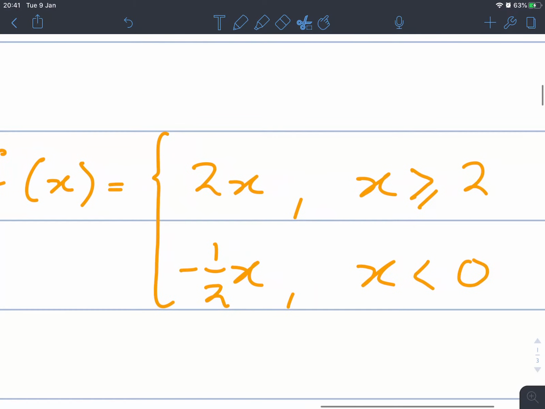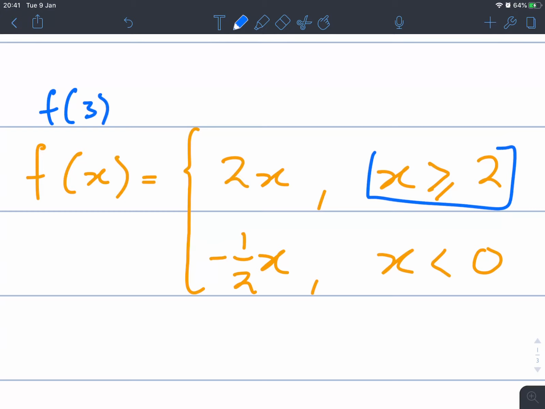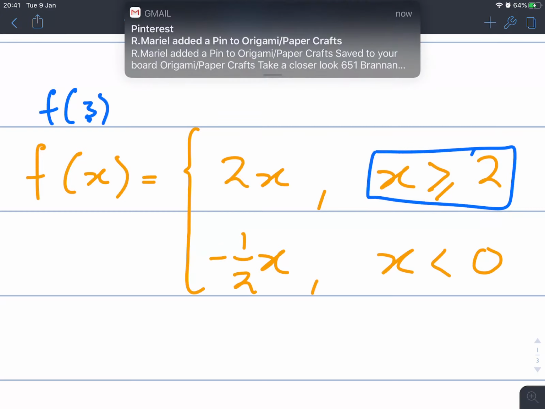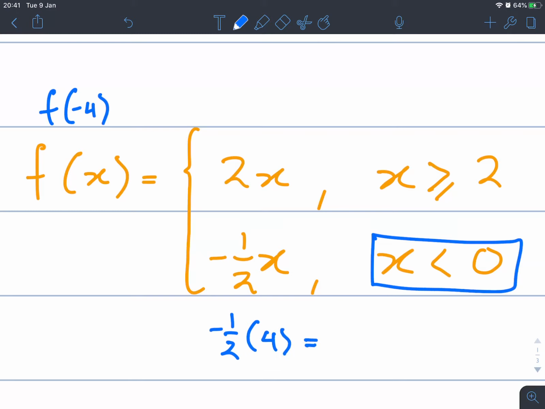Okay, let's take a look here. I want you to consider if I put f(3). According to this function, we will use this component because 3 is greater than 2. So therefore, we will use this one. It will be 2 substitute 3, that is 6. If I pick the point negative 4, according to this function, we will use this component. So it would be negative half times negative 4, giving us negative 2. Oh, sorry, positive 2.